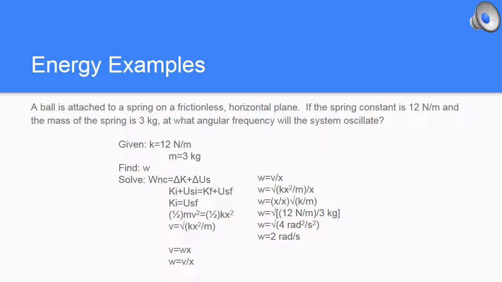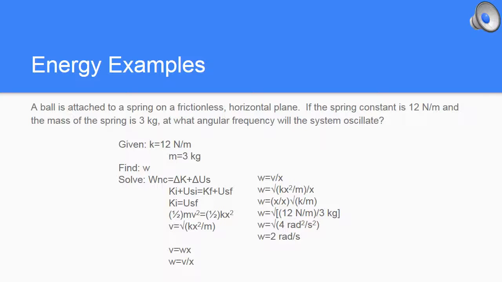W normally means angular velocity, but it could also mean angular frequency, because angular frequency is the magnitude of the vector quantity angular velocity. So in this particular example, W equals angular frequency. And in order to solve for angular frequency, we're first going to solve for velocity.